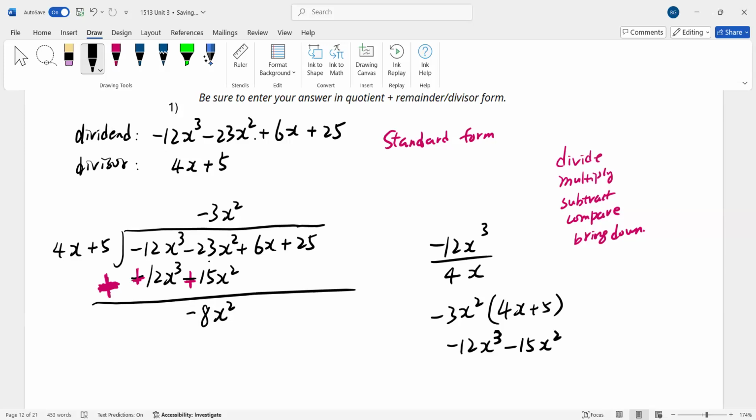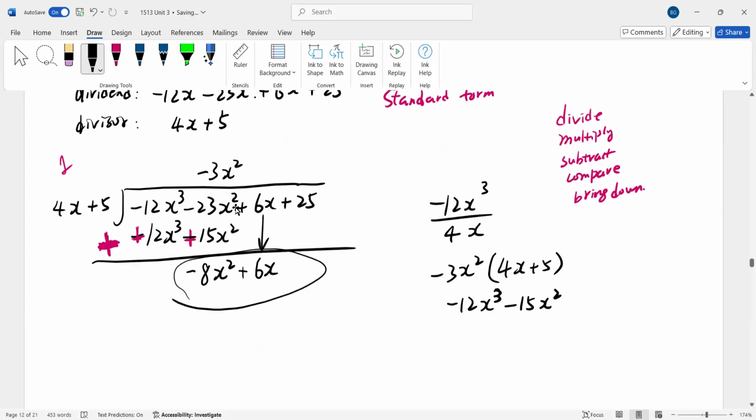Okay, and then compare. This is the remainder of the first round. Degree is 2. Degree is higher than the degree of the divisor, which is 1. So we have to continue to bring down the next term in the original dividend, which is 6x. And now this polynomial is going to be the new dividend, and we're going to start the second round. Divide the leading term in the dividend by the leading term in the divisor.